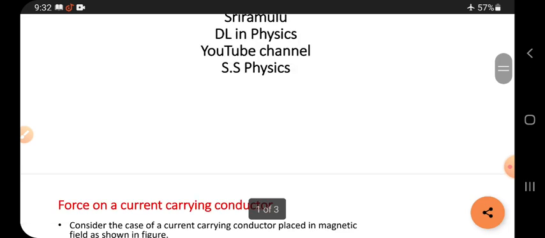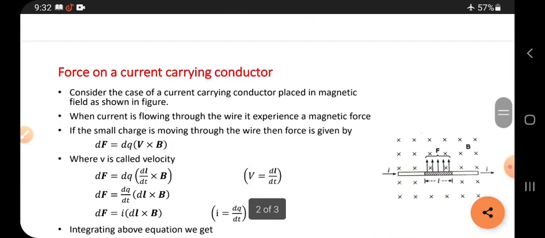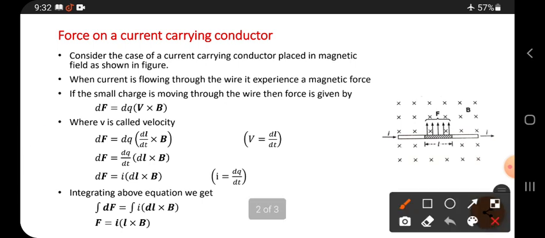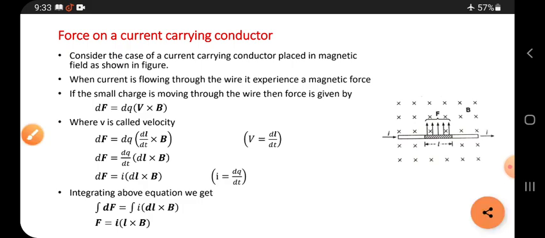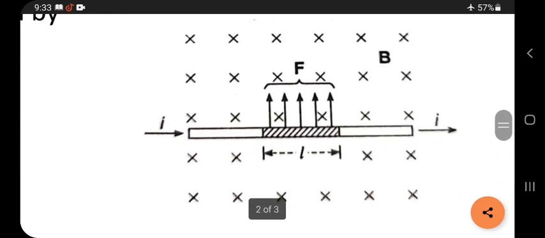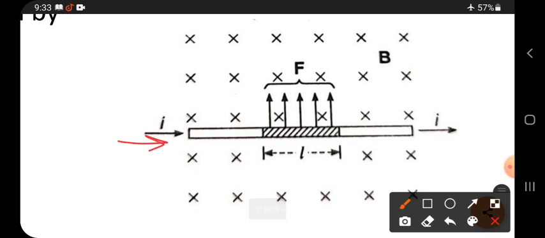So today's topic is force on a current carrying conductor. Consider the case of a current carrying conductor placed in a magnetic field, as shown in the figure. Here one wire, a current carrying conductor, is kept in the magnetic field. In the field, current is flowing in this direction.